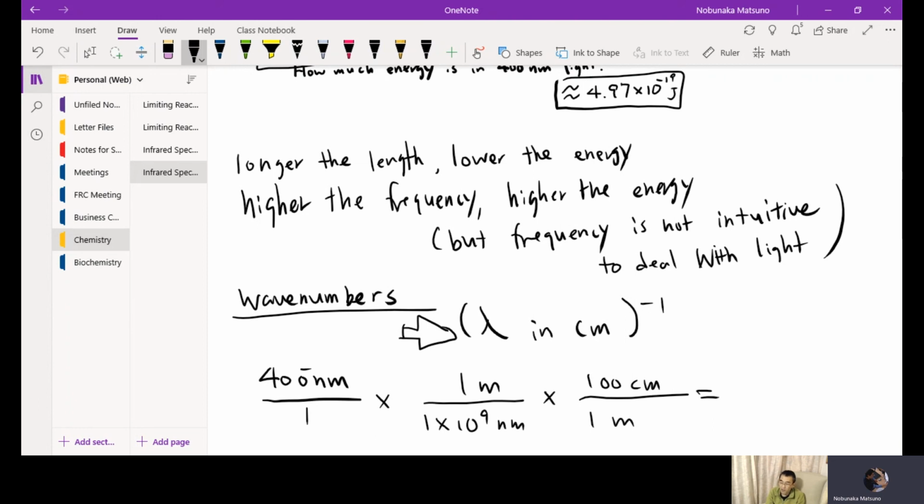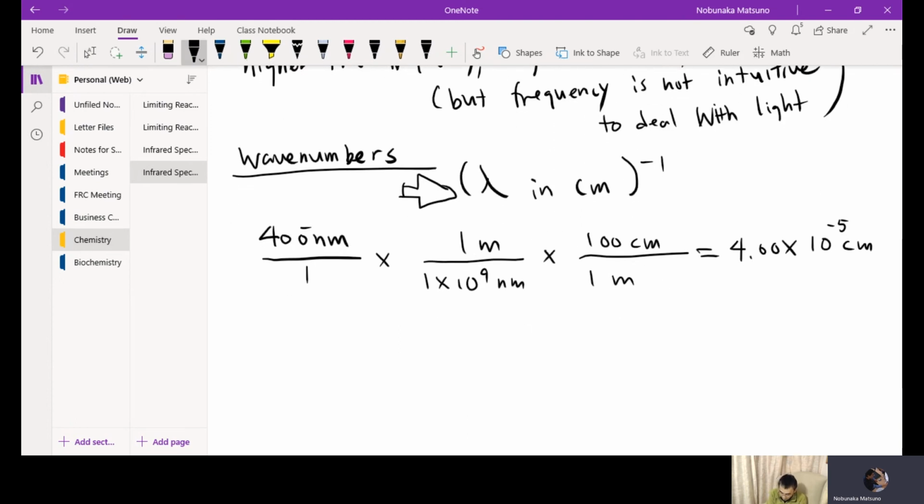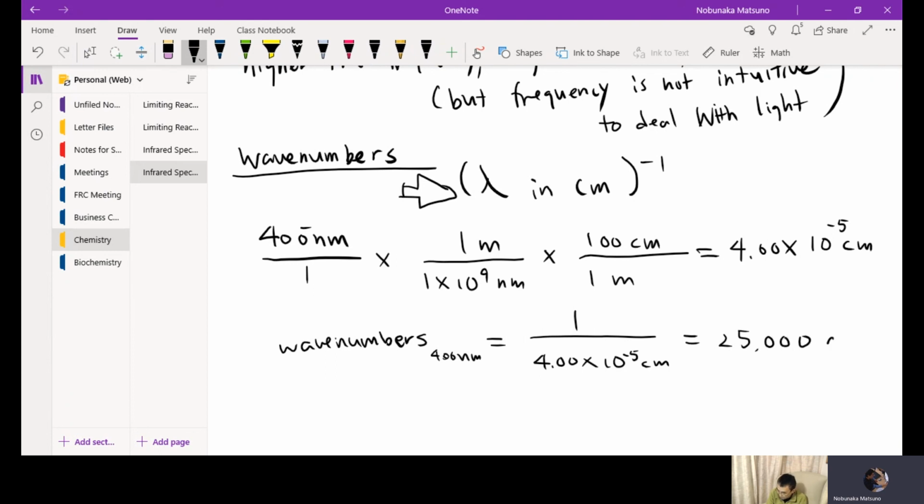If you solve this, you end up having 4.00 times 10 to the minus 5 centimeters. So wave numbers at 400 nanometer is equal to 1 over 4.00 times 10 to the minus 5 centimeters, which is 25,000 wave numbers. Of course, in this case, sig figs would be 3 digits, so you would have a bar here. So keep that in mind.